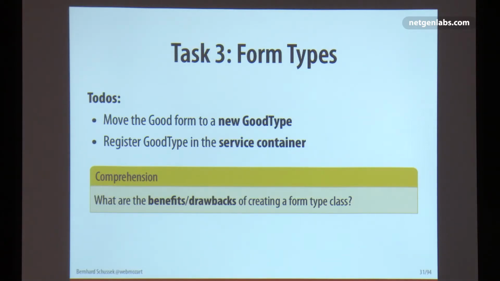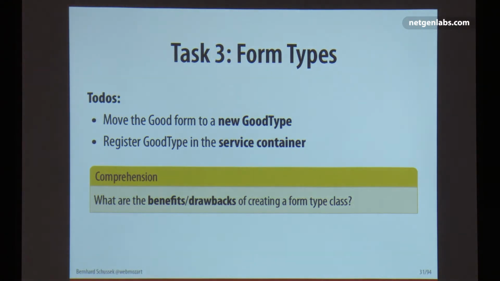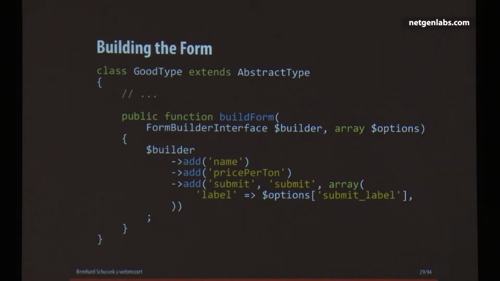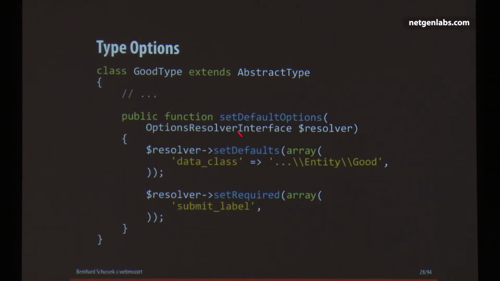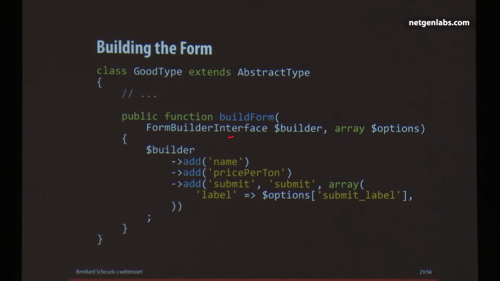So as you probably assumed, the next task would be to take all the code of the good form that we have so far, move it into a custom type, create a new good type class. The good type class needs 3 methods: getName, which returns the string name of the good; setDefaultOptions, which sets the data class option that we set in the controller before, which adds a custom option if you want. You don't have to do that. And buildForm. Here you can basically just copy the code from the controller for adding the different fields.